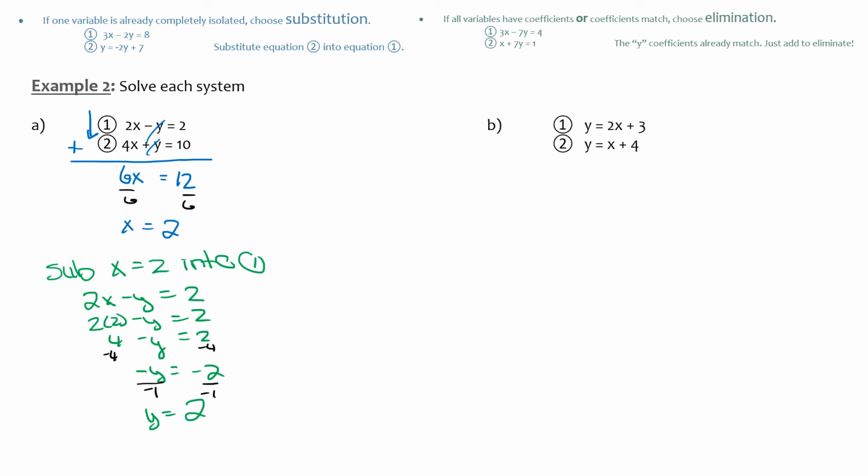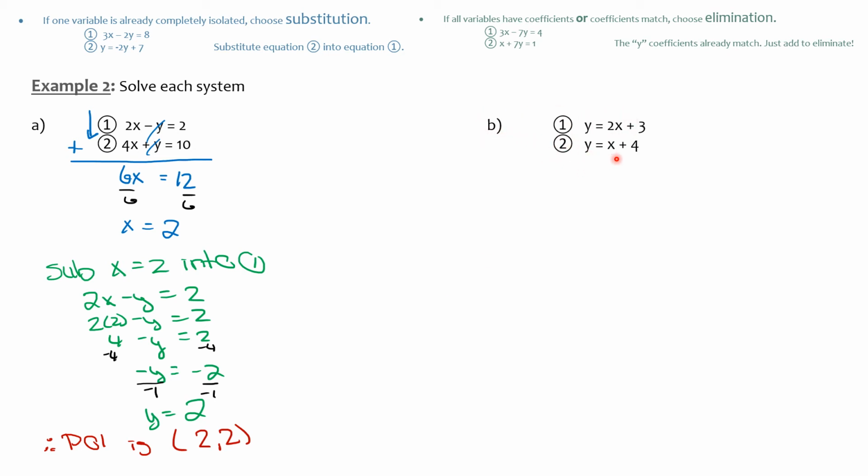So our POI, therefore, point of intersection, is the x value is a 2 and the y value is a 2. And let's look at part B. What do you want to do for part B? Substitution or elimination?